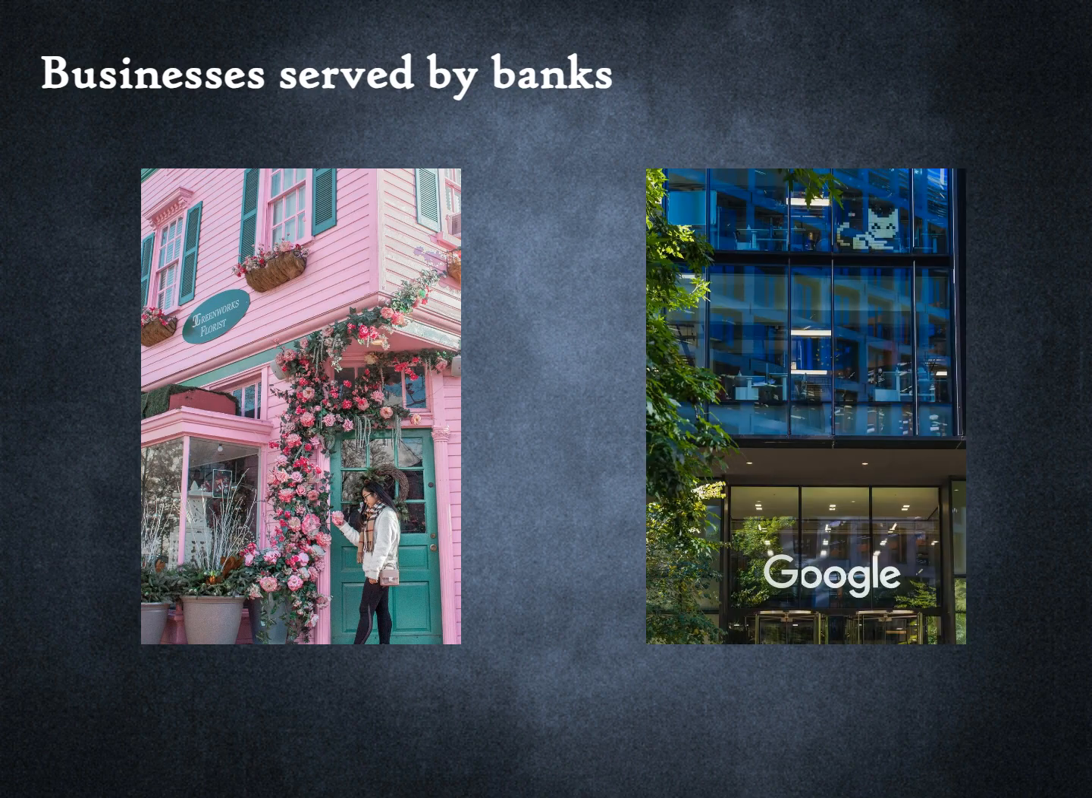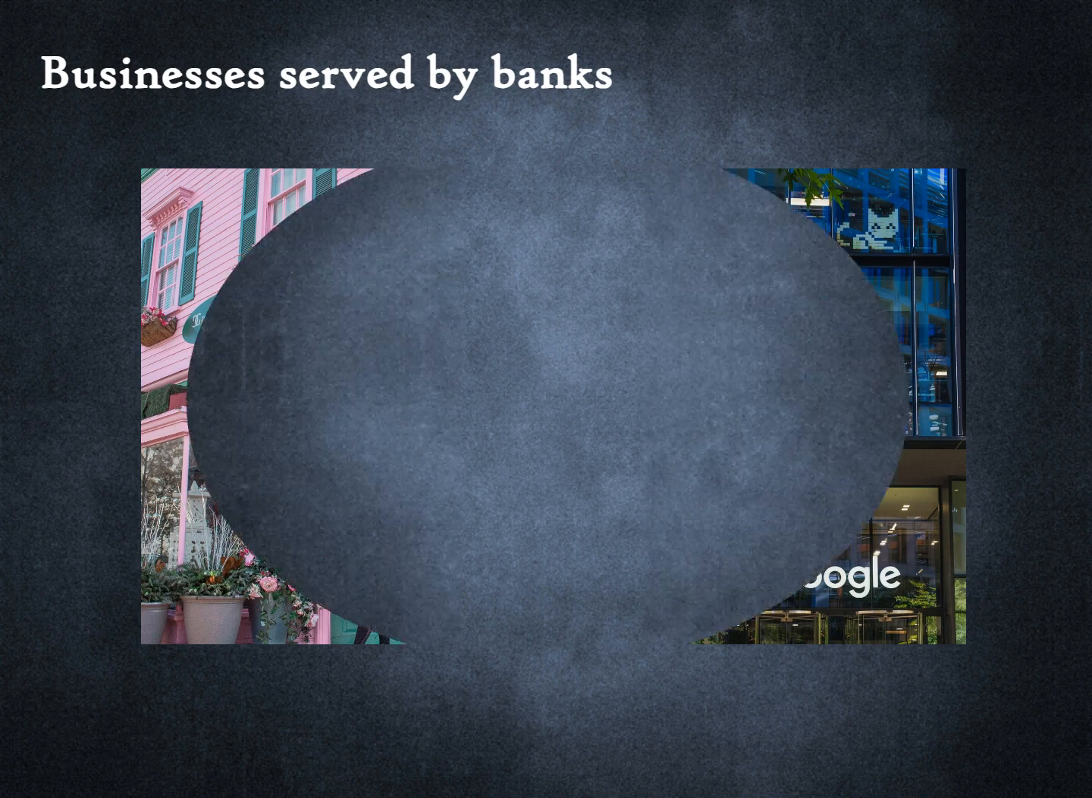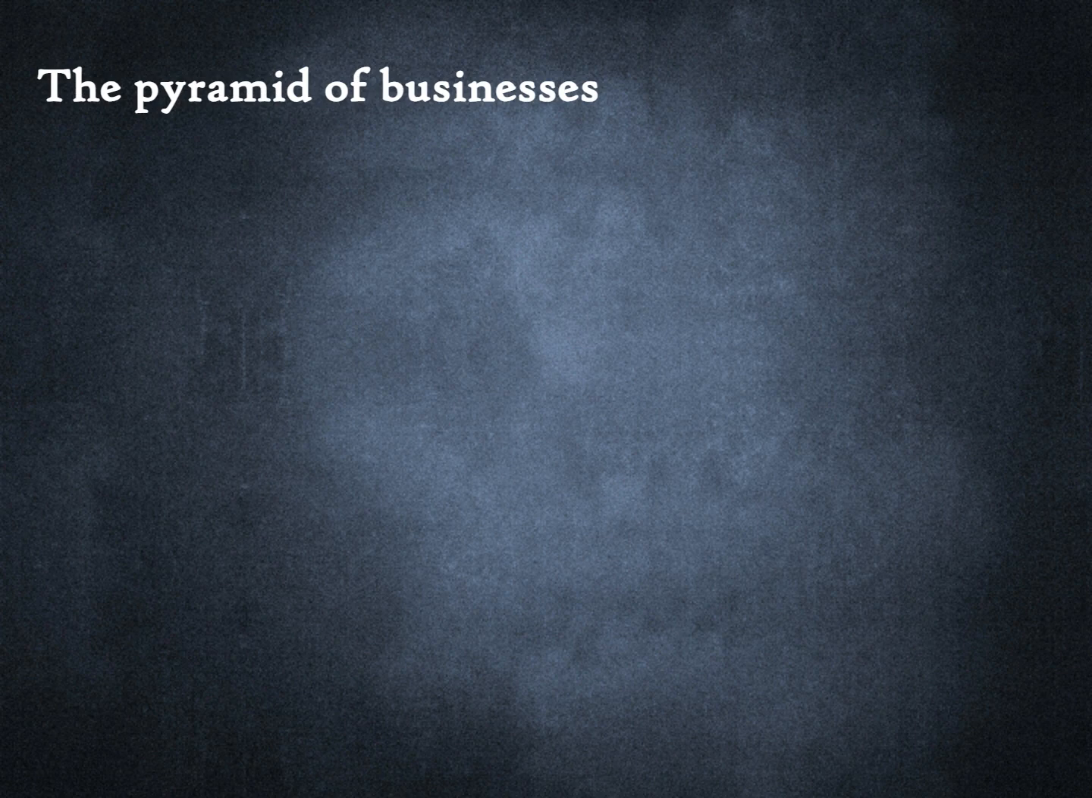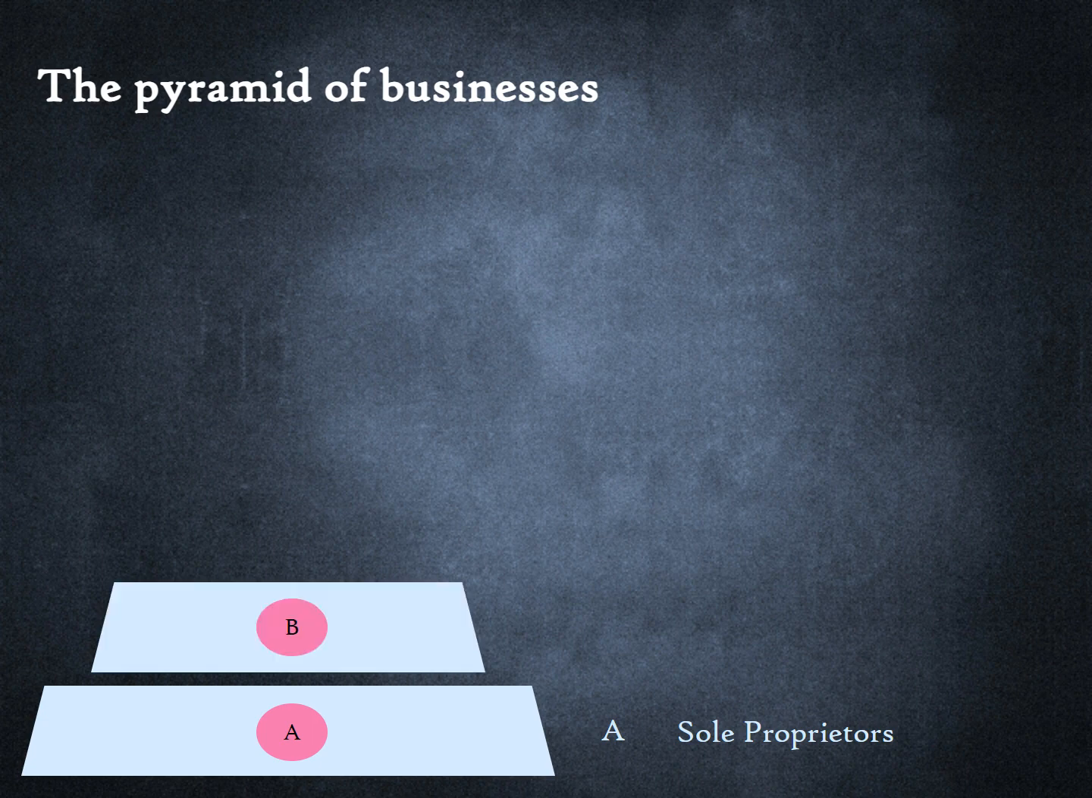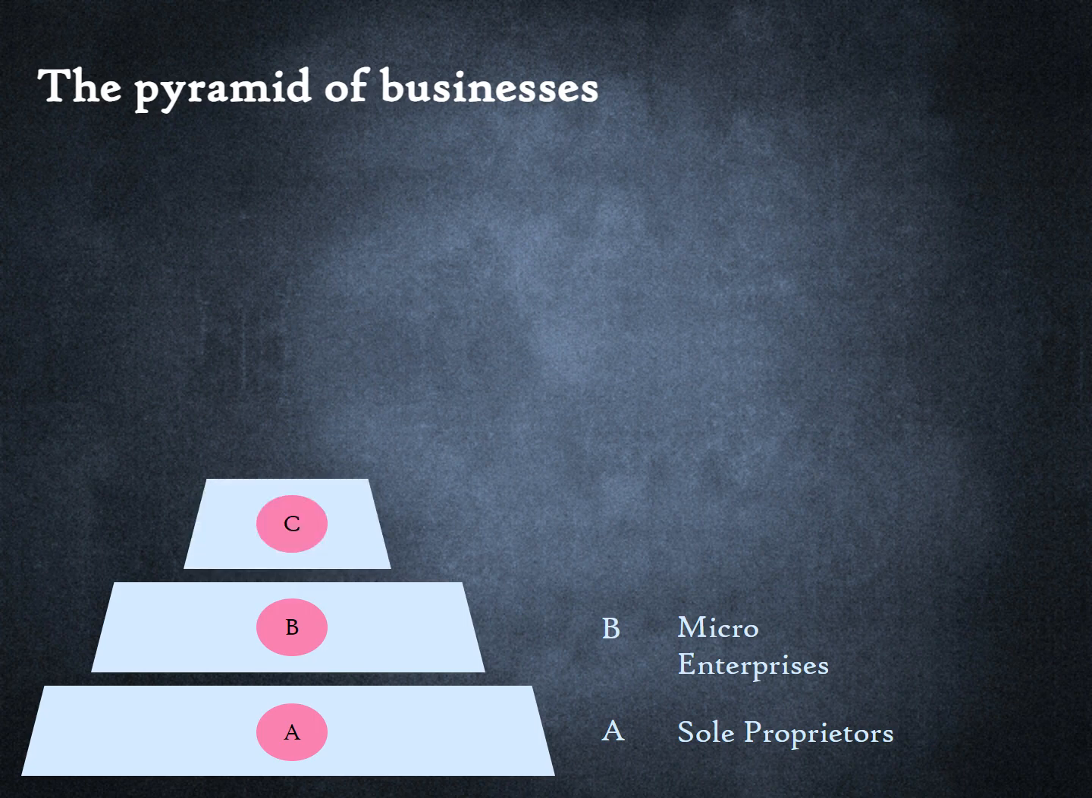Banks segment businesses into the annual revenues earned by that business, and the cutoff amounts to drive this segmentation varies by banks and country. We can think of businesses as part of a pyramid, at the bottom of which are sole proprietors. These are freelancers like accountants and personal trainers, who have set themselves up as legal entities. They don't have any employees. Segment B are micro enterprises like dry cleaners and florists with very few employees. Segment C are bigger than micro enterprises but still very small.